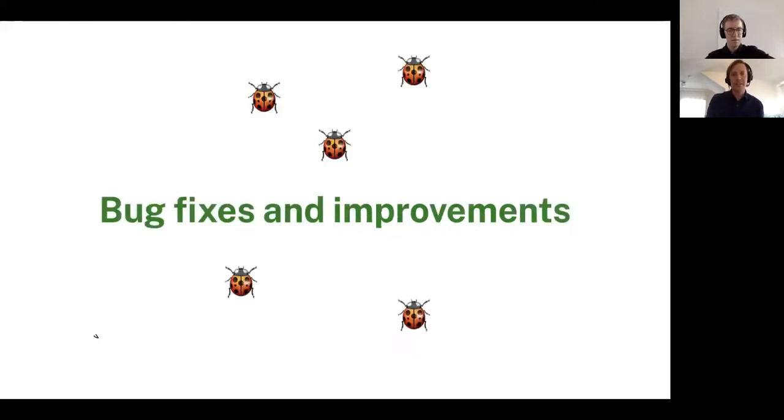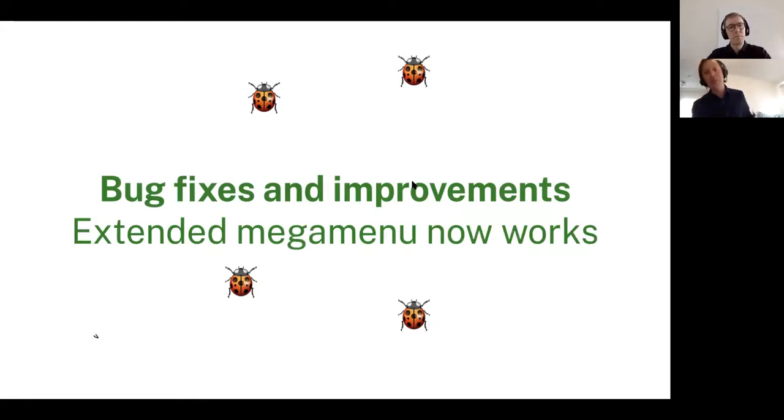Yesterday, we released USWDS 2.2.0. And that has a few good things in it, a bunch of bug fixes and improvements for the most part. The extended mega menu now works. There was a bug that came into 2.1 that had some issues with the extended version of the mega menu, and that extended mega menu is now back in action, and I don't know if it's better than ever, but it's the same as ever it was.